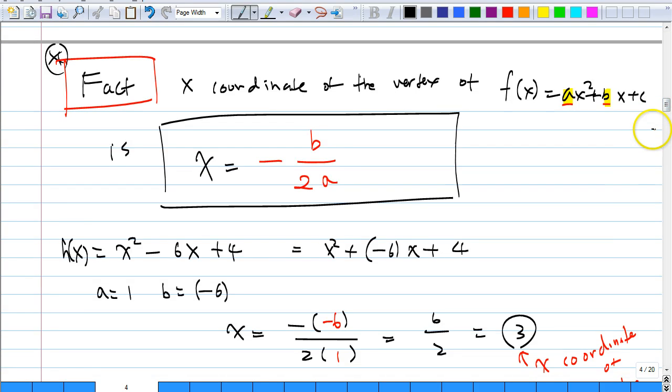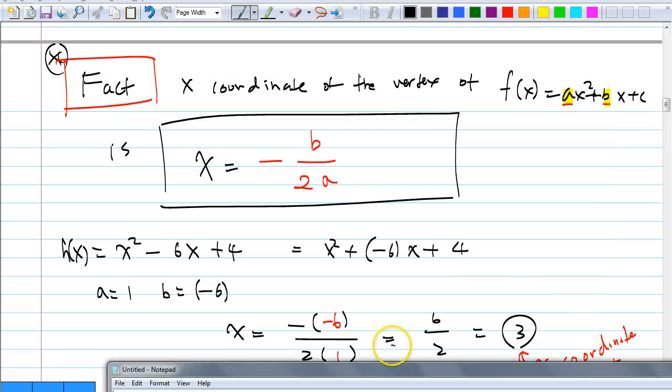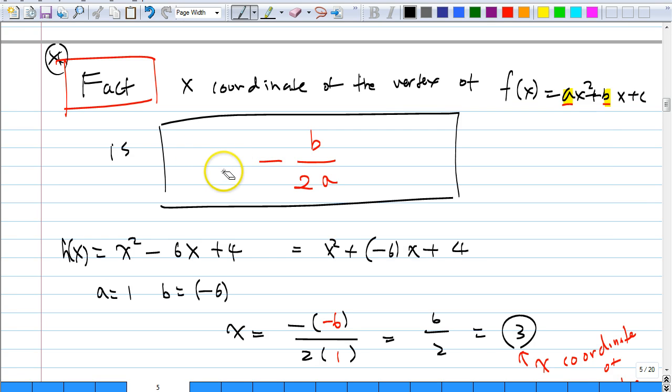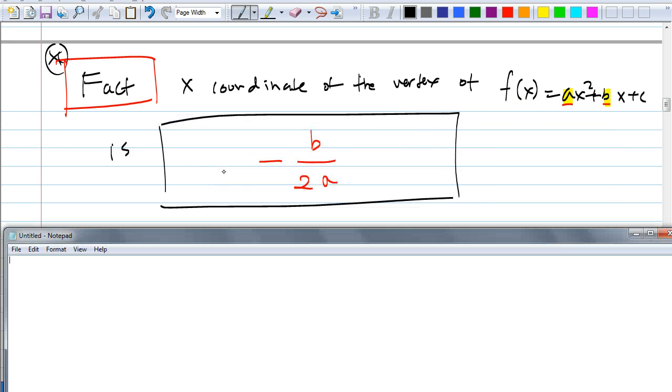Write this down. Fact, you're going to need this. It turns out that the x coordinate of the vertex is simply -b/2a. Where do you think this b and a came from? b and a are from the equation f of x equals a x squared plus bx plus c, right here. That's where it comes from. So that's the x coordinate of the vertex right there. The fact: the x coordinate of the vertex is -b/2a.